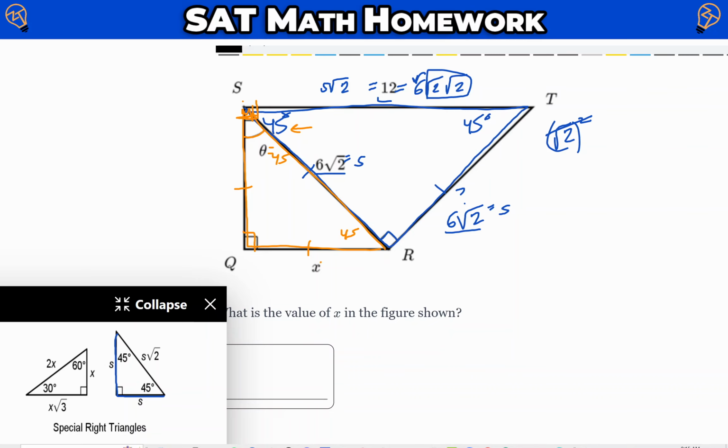And so if this is x, then we know that the other leg is also x, and the hypotenuse is x root 2. Well, if you solve for x by dividing by root 2, you can see pretty easily that you're left with x being 6.